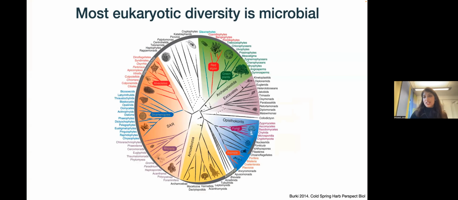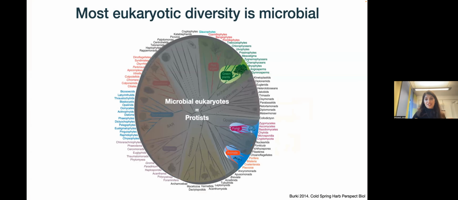When I say eukaryotes in this presentation, I'm mainly talking about microbial eukaryotes, or protists. The figure that you see on the screen shows the eukaryotic tree of life. We often only think about plants, animals, and fungi. But these groups are just a few tiny branches on the eukaryote tree. Most diversity is, in fact, microbial, and it comes in all of these beautiful shapes, forms, and sizes.